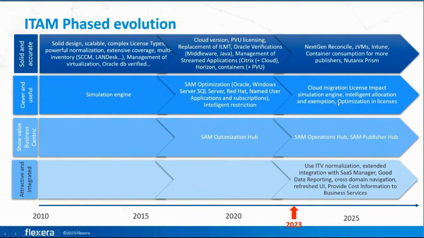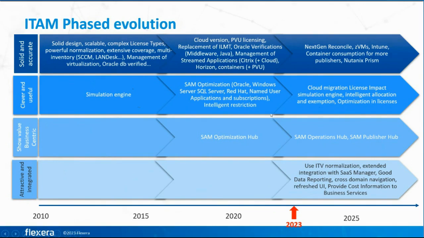And of course, on this analysis and intelligence side, we keep expanding. So this is the cloud migration license impact simulation engine that we will see soon, the intelligent allocation and exemption that is coming later this year, and the optimization calculation that we see here being reported on the license scripts themselves. So this is how we evolve and accelerate on being clever.